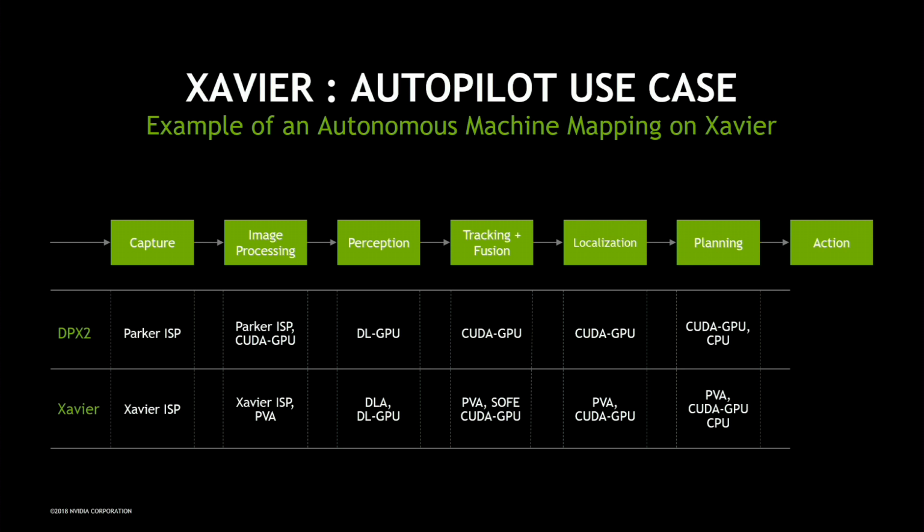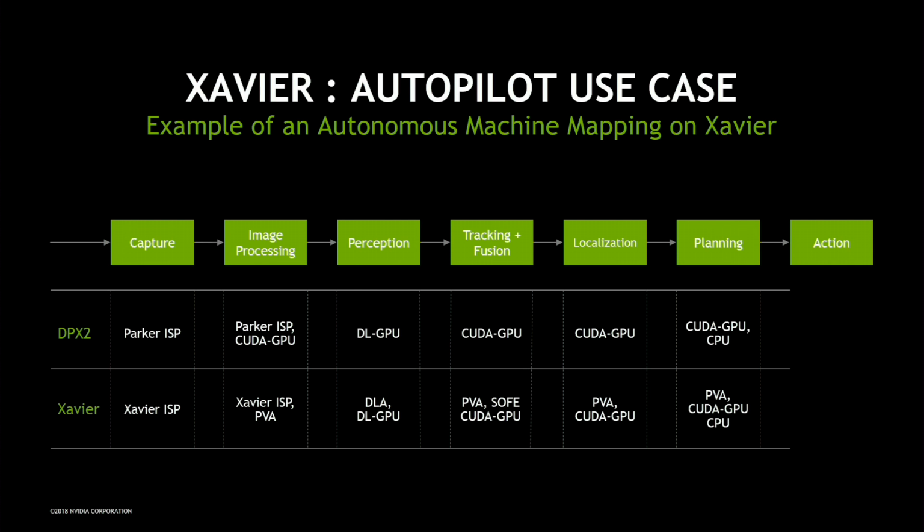Next, we go to image processing. Image processing is the processing of the camera. On Parker, we would have used the ISP plus the GPU for some of that. Here we can do the ISP plus PVA. You also can use the GPU there if needed, but it provides additional hardware and frees up the GPU for other things. Next, we have perception. On perception, we really view that as a deep learning task in this use case. Now, different people do it different ways, but we're looking at it as a deep learning task, and there we previously had the GPU. Now we can augment that with the DLA and also the deep learning hardware in the GPU.